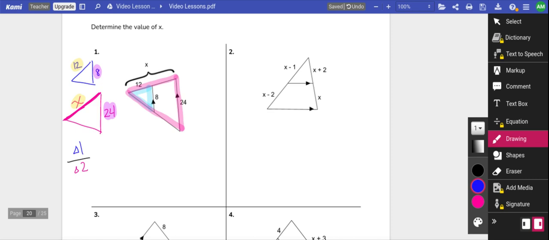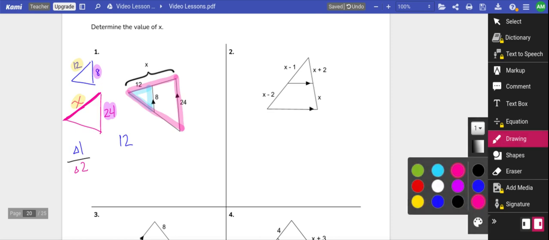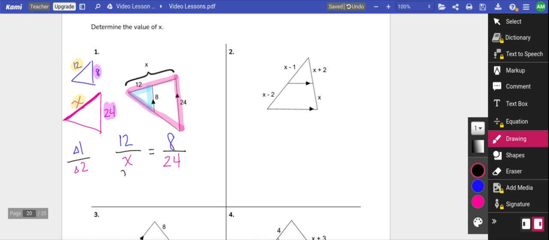So on the top, one of my sides is 12. In my other triangle, the corresponding side is x. In the small triangle, the other side is 8, and its corresponding side is 24. Now I'm going to cross multiply. 8x is equal to 12 times 24. 8x is equal to 288. I can divide both sides by 8 and get x is equal to 36.